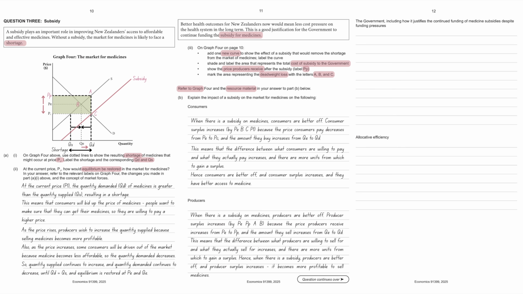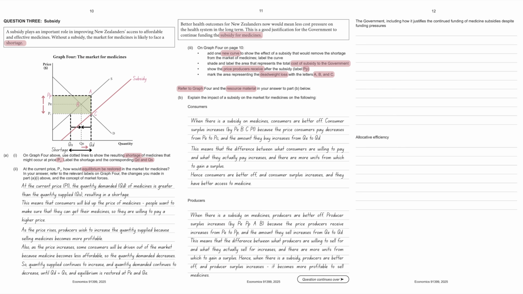So whenever they ask you about the impact on consumers, producers, the government, or allocative efficiency, you can answer it in this very structured sample answer kind of way and just change the keywords. So that makes it really easy to remember how to structure your answers. Basically, you say, are they better off or worse off? And then you say, what happens to the surpluses? Does it increase or decrease? And by how much on the graph? And then you say, what happens to price? What happens to quantity? Linking it back to the graph. And then you say that sentence, the difference between what they're willing to sell and what they actually sell for, and the units from which to gain a surplus. And then some kind of concluding sentence, just to make sure that you actually answered the question, linking it to the resource material.